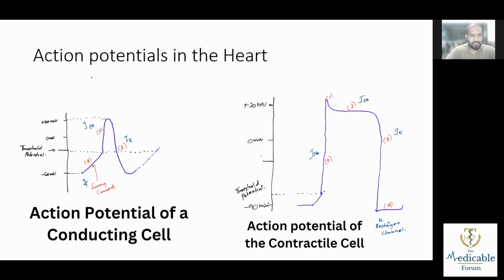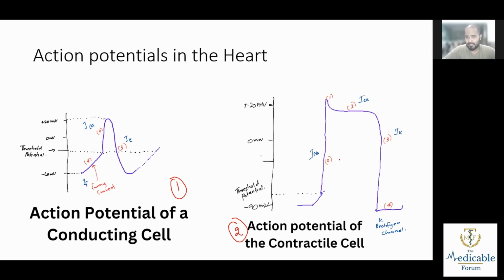Now, let's talk a little bit about the action potentials in the heart. There are two types of cells. The first type are the conducting cells, and the second type are the contractile cells, which are the myocardial cells. Both are excitable tissues, so they have their own action potential patterns. We need to know them because there are pharmacological targets which we use in treating certain diseases. So the nodal cell will have a shape like this. It is somewhat similar to a normal nerve conduction.